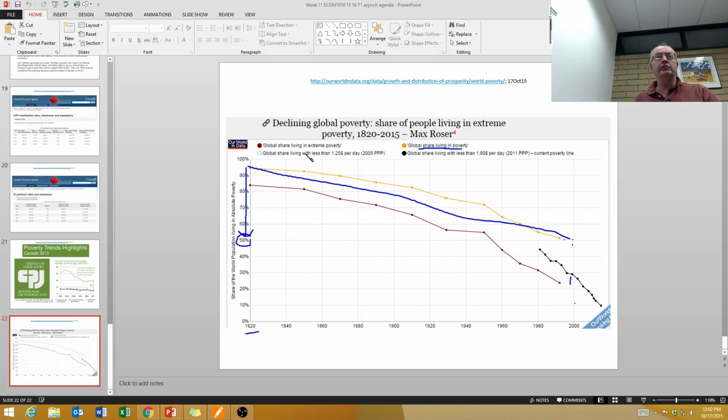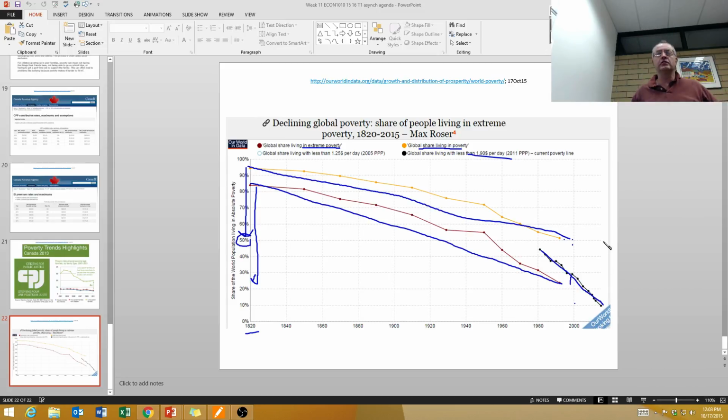And the percentage of people living in so-called extreme poverty has declined from about 85% down to about 25%. So again, another big decrease. And then this other chart here is people living on less than $1.90 a day. Anyways, in recent years, there's also been a big decrease there.